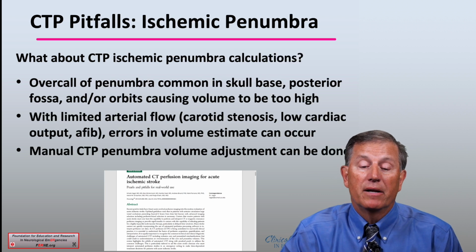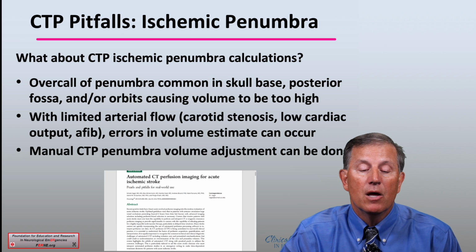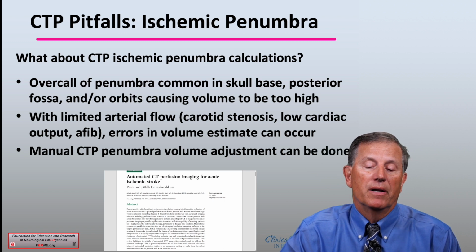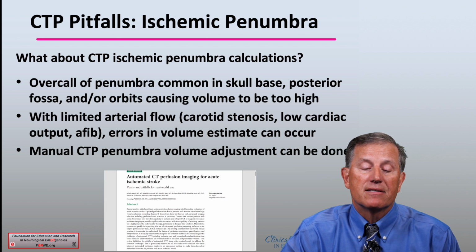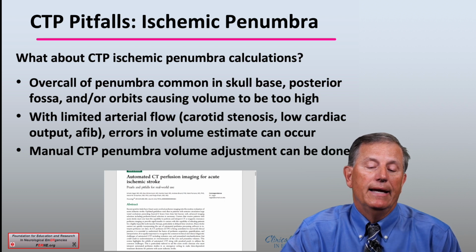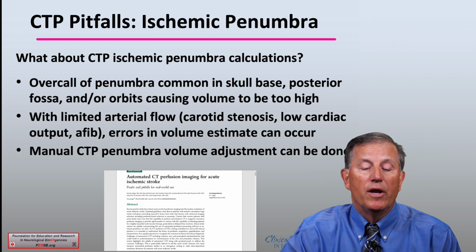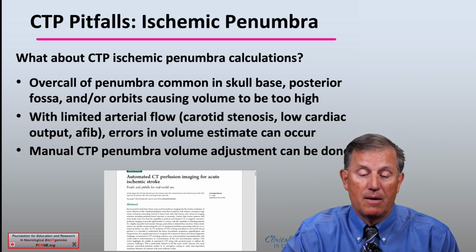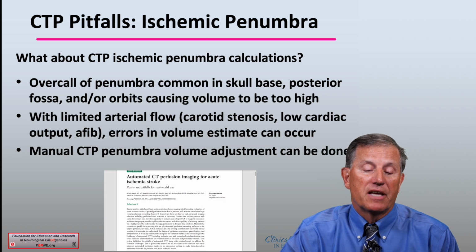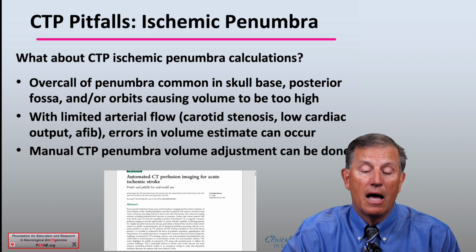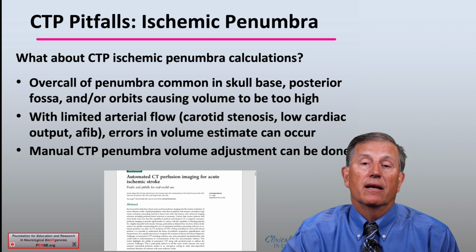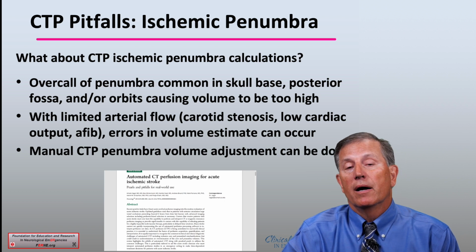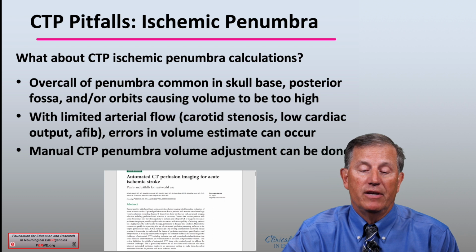And what about the ischemic penumbra calculations with CTP? So there can be an overcall of penumbra commonly in the skull base, in the posterior fossa, and/or in areas surrounding the orbits. We know that with limited arterial flow due to carotid stenosis or low cardiac output or AFib, there may be some errors in the calculation of the ischemic penumbra. And in those cases, it is possible to do manual CTP penumbra volume adjustments or calculations. However, this can take time and delay decision making regarding delayed thrombolytic therapy and/or EVT.